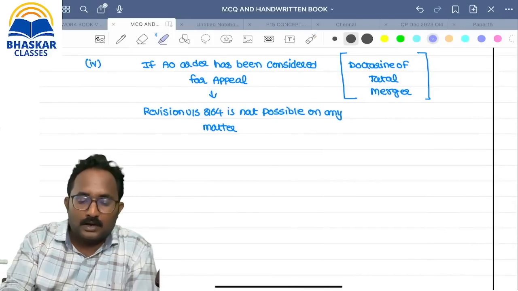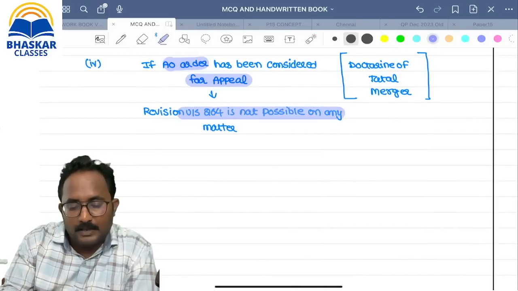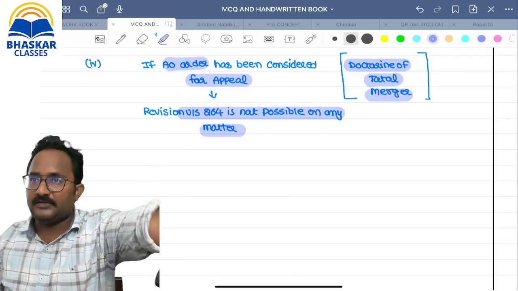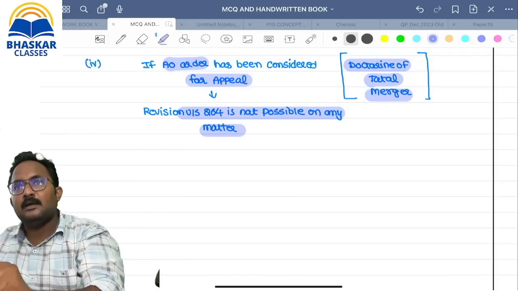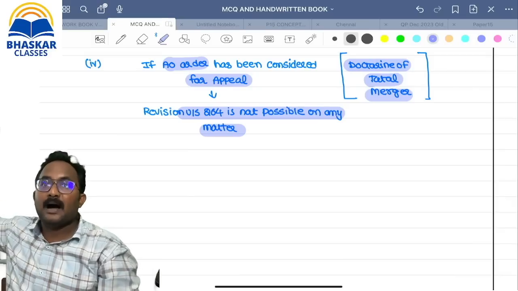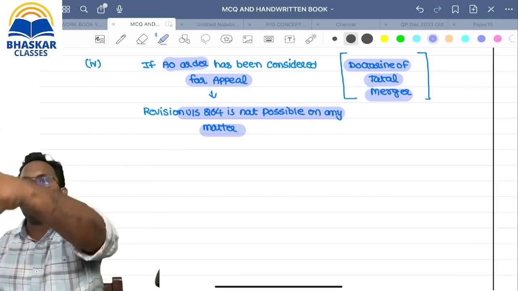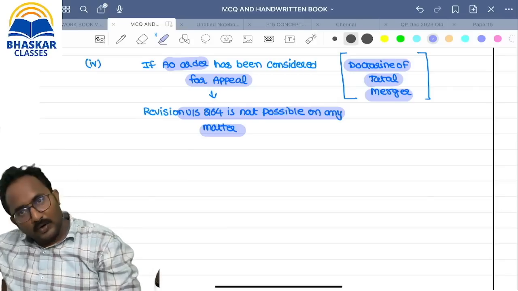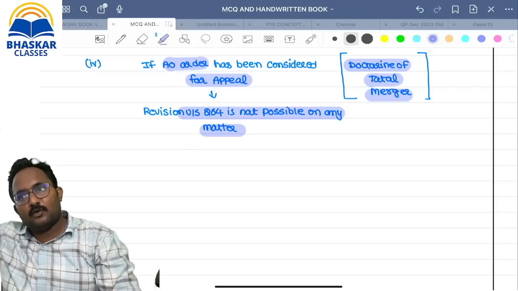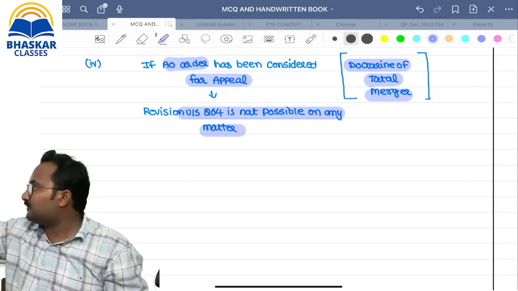Now, you know already, if this AO order is going for an appeal, the revision cannot be possible. That's why this is the doctrine of what, ma'am? Total merger. Totally you need to go for revision, or you need to go for appeals. Anyone only possible. That's why this is the doctrine of total merger. But in case of 263, half of the order can go for revision, half of the order can go for appeals. But here, the total order can go for revision. Anyone only possible.